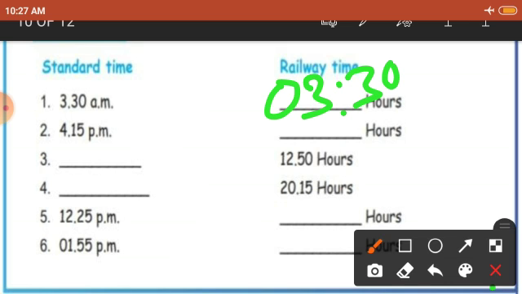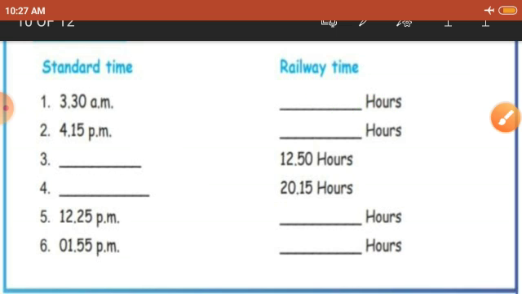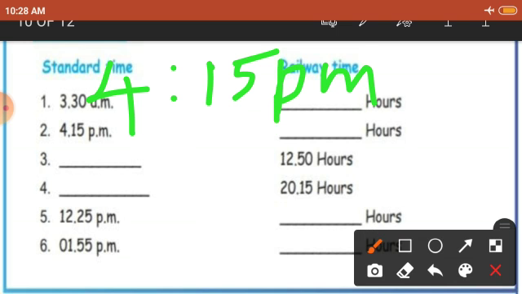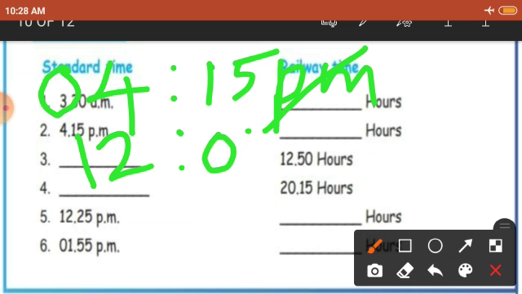Let's see the second one, that is 4:15 p.m. See, first thing, remove p.m. Now what you got is 4:15. In the hours place, you have only 1 digit, so before that you have to put a 0. Next, this is actually p.m., so you have to add 12 with it. So 12:00.